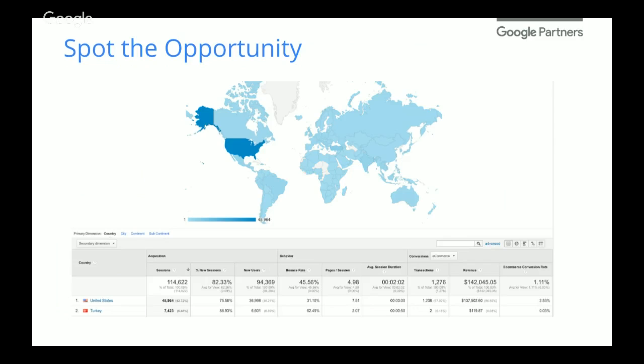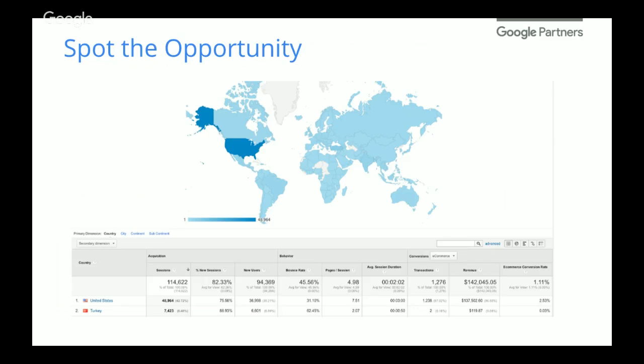Similarly, we can see Turkey here contributes 6% of the sessions, but only about 1% of the revenue. So it's a very small portion of the revenue, even though they are contributing a decent portion of the site's traffic. We'll touch on why maybe people aren't exporting, and what we want to look at next, okay?